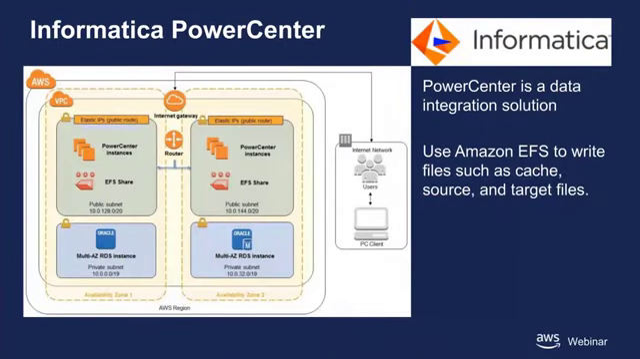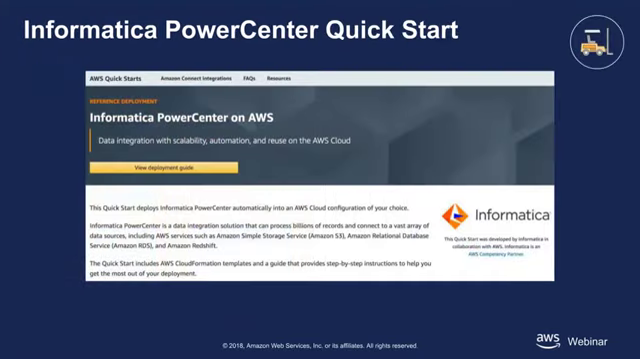So Informatica Power Center is a data integration solution that can process billions of records and connect to a vast array of data sources like Amazon EFS. The Power Center services running on Linux can write files such as cache, source, and target files to an Amazon EFS file system. Informatica Power Center is available as a quick start.